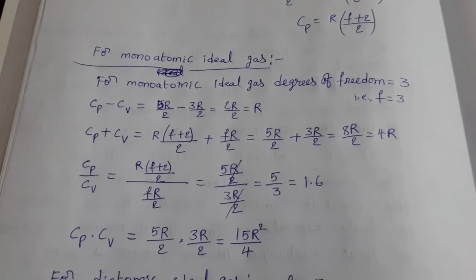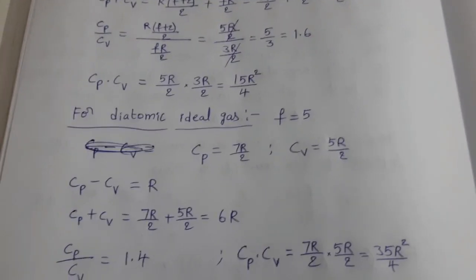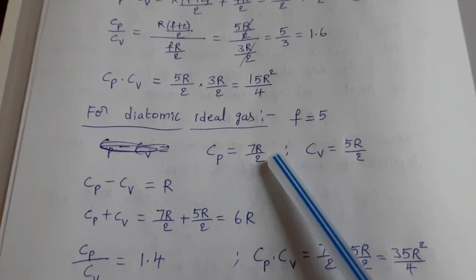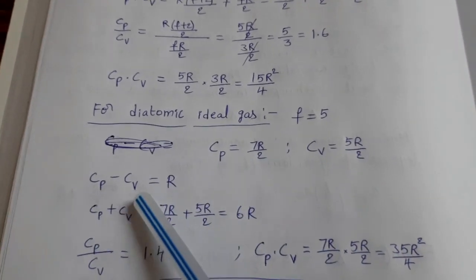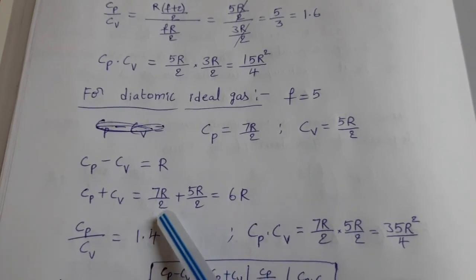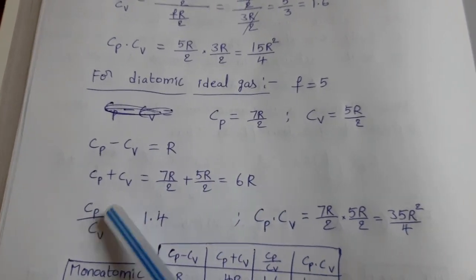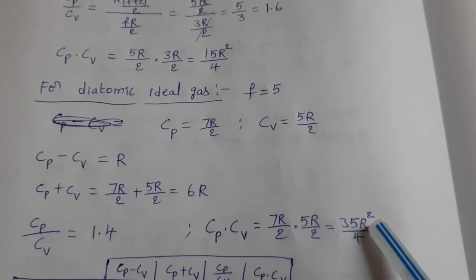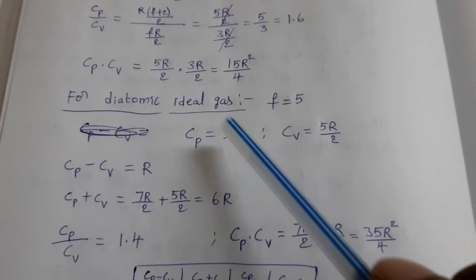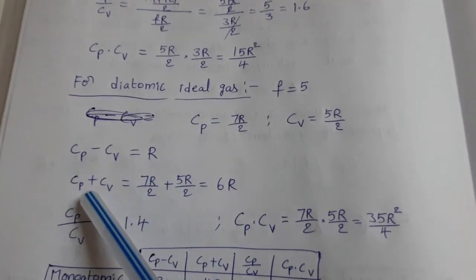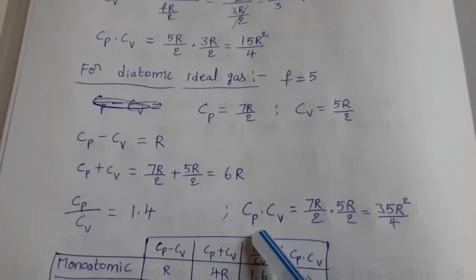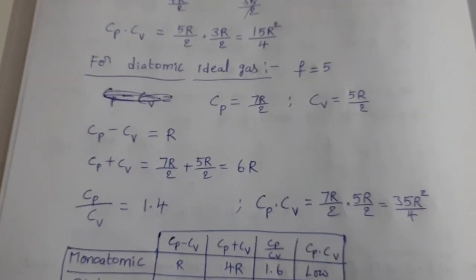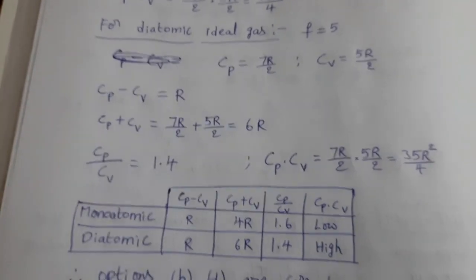Similarly, for diatomic ideal gas, we should calculate. See this one. For diatomic ideal gas, degrees of freedom equal to 5. Cp equal to 7R by 2, Cv 5R by 2, Cp minus Cv equal to R, Cp plus Cv, add these two, we can get 6R, Cp divided by Cv, we can get 1.4, Cp into Cv, we can get 35R squared by 4. Now, these four, Cp minus Cv, Cp plus Cv, Cp divided by Cv, and Cp into Cv are related to diatomic ideal gas. Compare these four values for monoatomic and diatomic, then we can get the correct option.